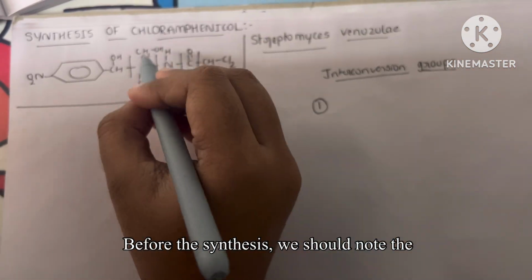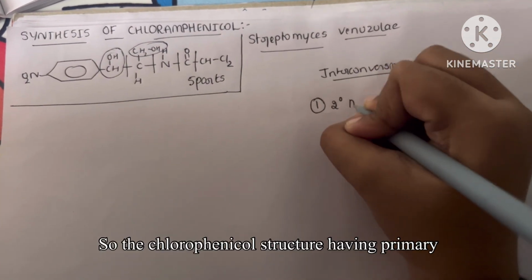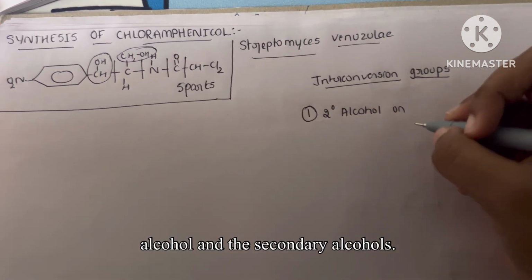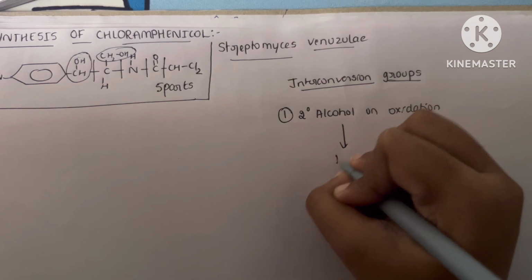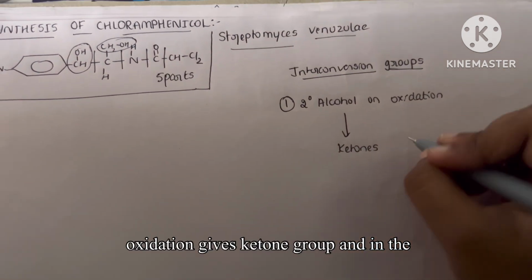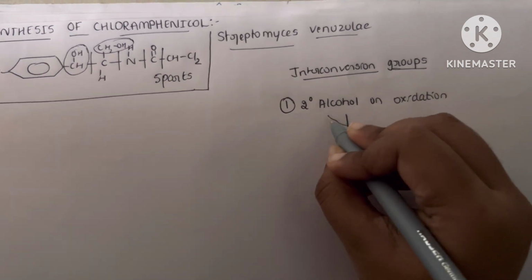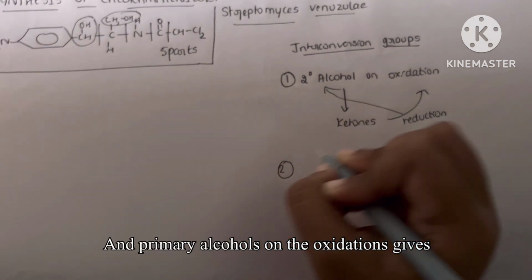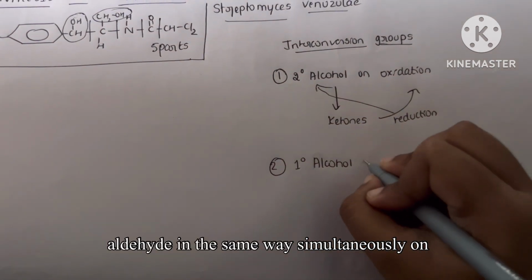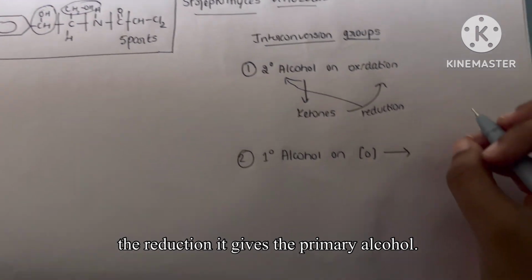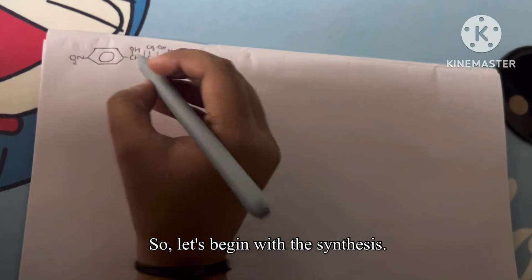Before the synthesis, we should know the interconversion groups which are important in the synthesis. The chloramphenicol structure has a primary alcohol and secondary alcohols. We should know that secondary alcohols on oxidation give a ketone group, and in the same way on reduction it gives secondary alcohols, and primary alcohols on oxidation give aldehyde. In the same way, on reduction it gives the primary alcohol. It is a redox reaction process. So let's begin with the synthesis.